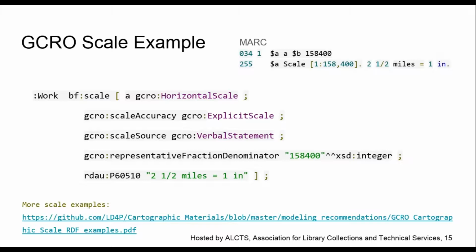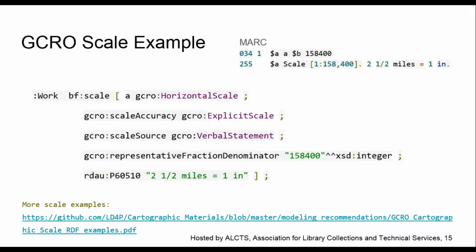So compared to the BIBFRAME converted example, we have one scale object here instead of two. So the work has one scale object that is asserted as a horizontal scale. It's more succinct and descriptive. It turns strings into things. So the type of scale, scale source, and scale accuracy are all now linking to things. And the representative fraction denominator you'll see here is typed as an integer, so we know it's machine actionable.